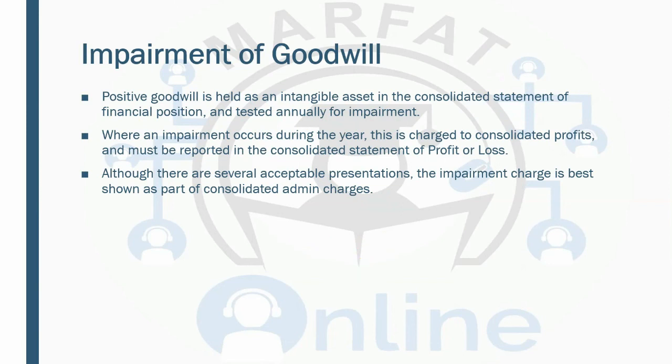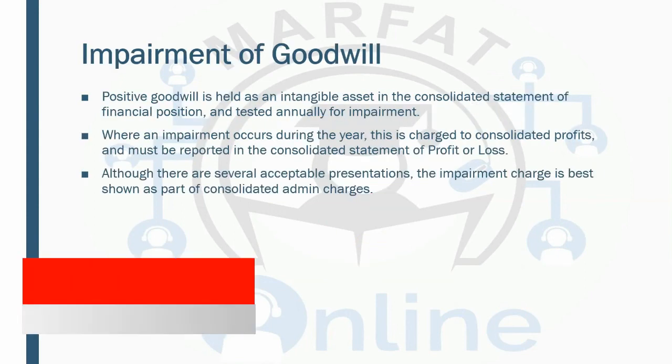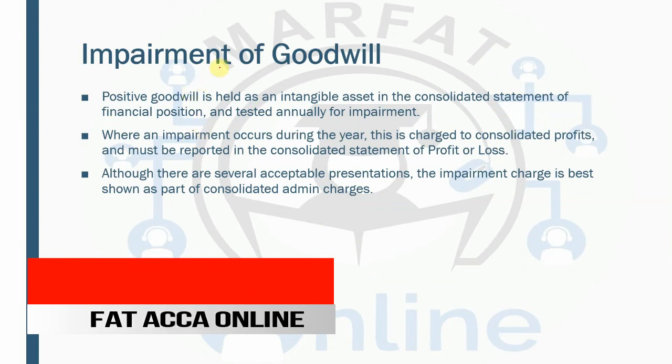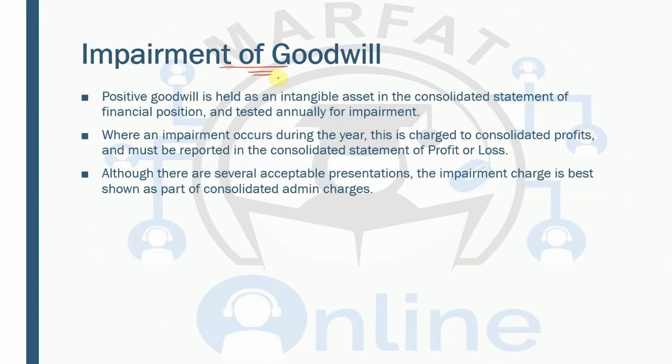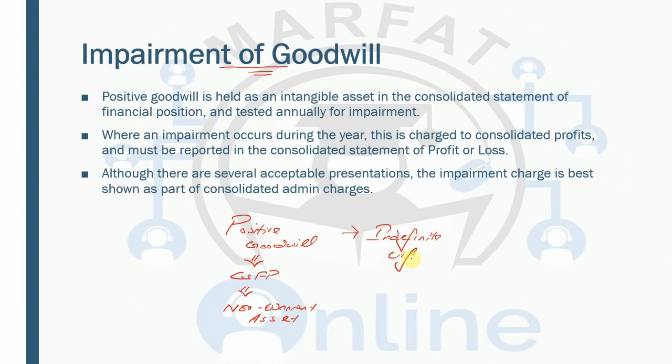Whenever you are dealing with the consolidated statement of profit or loss, the few things you will see, including the mid-year acquisition and including the intragroup balances, is the impairment of the goodwill. Now, we are talking about the positive goodwill, which has been recorded in the consolidated statement of financial position as an intangible asset and as a non-current asset. And we know that this goodwill has the indefinite life. And because this goodwill has the indefinite life, this should be tested for impairment.